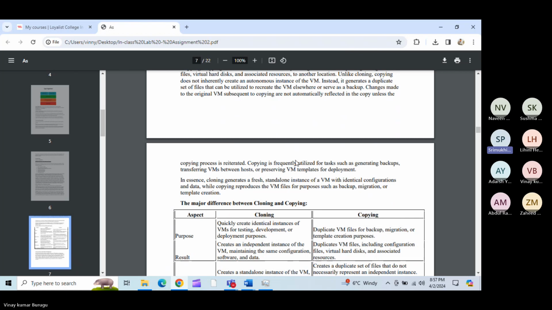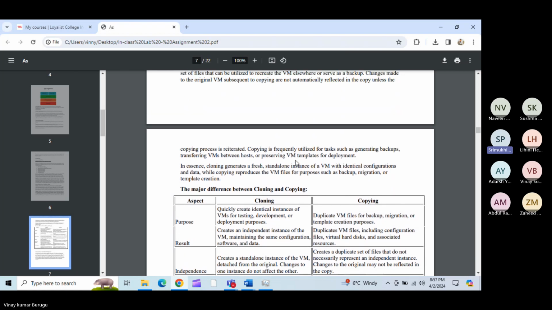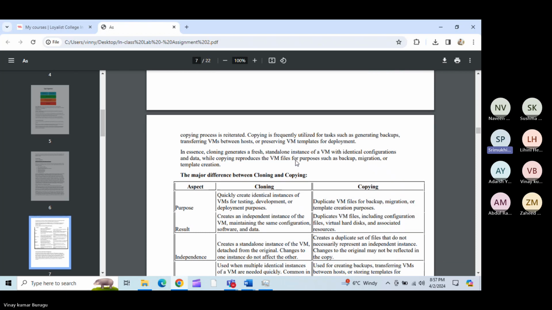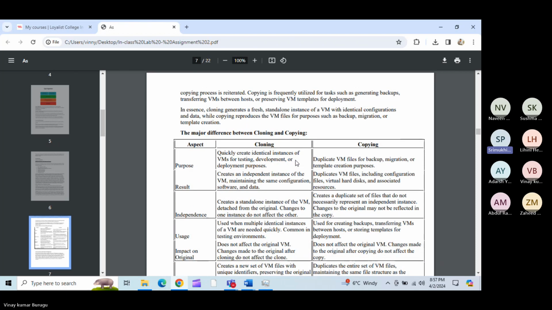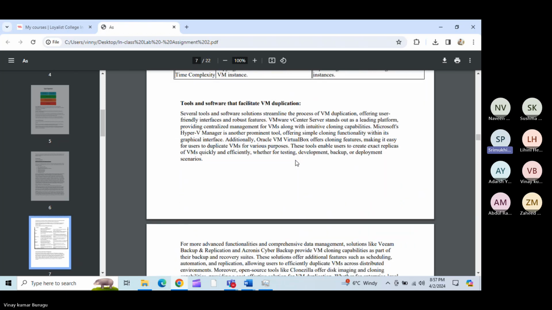And when we talk about tools, there are many tools like VMware vCenter Server, Microsoft Hyper-V Manager, Oracle VM VirtualBox, VM Backup and Replication, and many other tools, which help in providing a centralized hub for managing numerous VMs, hosts, and clusters. This is about methods and tools for VM cloning and copying, and the next part will be explained by my friend Abdul. Over to you, Abdul.